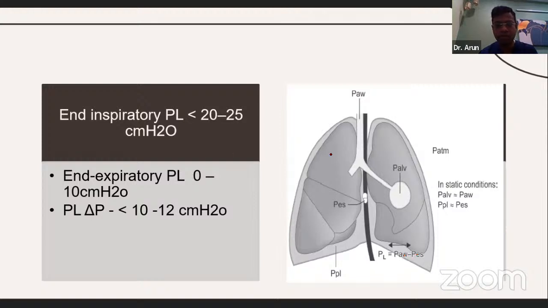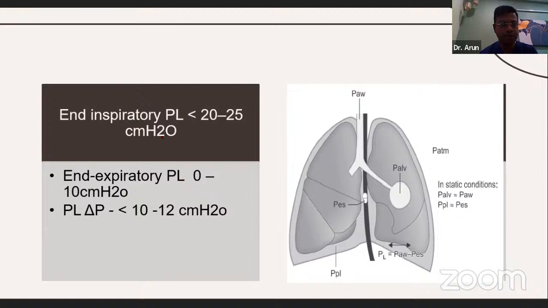So the recommendation: how much do we have to target? For example, at the end of expiration, your PEEP, that means the airway pressure, which is equal to your PEEP, should be more than the esophageal pressure. So you have to target at end expiration at least 0 to 10 centimeters H2O, but definitely not less than 0, that is negative. That means your pleural or esophageal pressure is higher than the PEEP, which causes collapse. So you have to keep it in this range, 0 to 10.